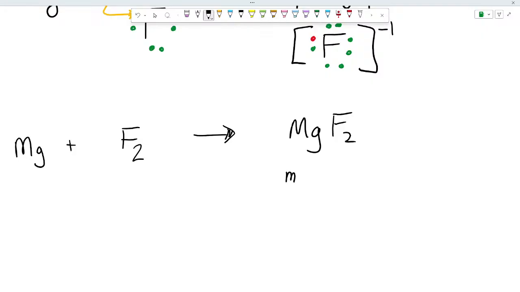So this would just be called magnesium fluoride. There is no need for prefixes because there's only one way to put ionic compounds together. No need for prefixes, only one way to put ionic compounds together.